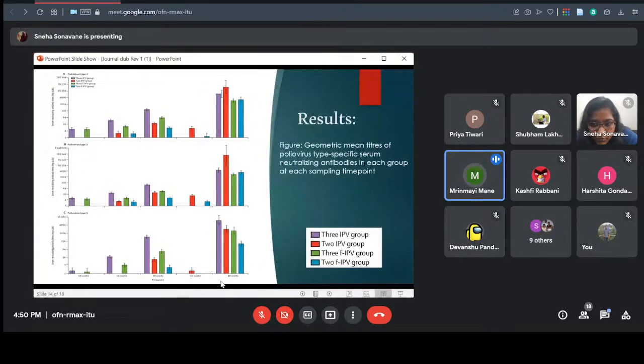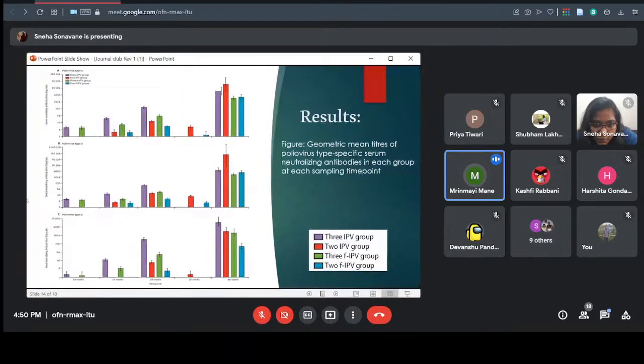The highest geometric mean titers to poliovirus type 1 and 2 were reported in the 2 IPV group at the end of 40 weeks. That is the red bar. It showed the highest antibody titers for poliovirus type 1 and 2. But for poliovirus type 3, the highest titers were reported in the 3 IPV group, that is the purple bar, at the end of 40 weeks. So I hope it's clear for all of you. Next slide.